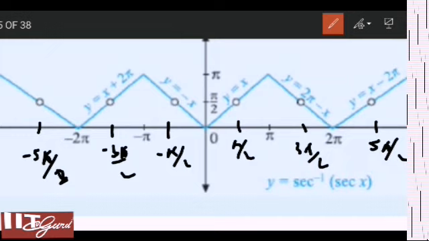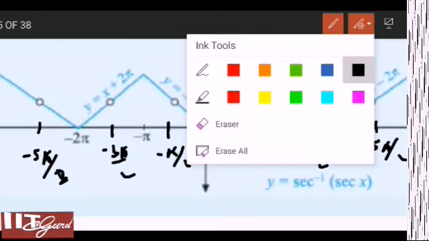Now the point is that we have to go for cot inverse cot x. Let's see cot inverse cot x.